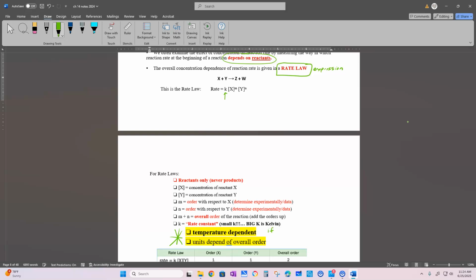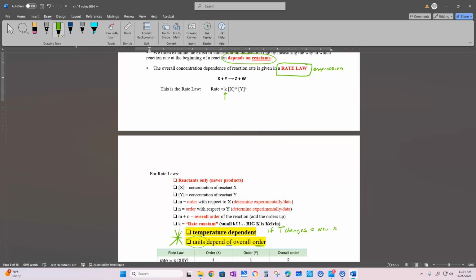If temperature changes, then you have a new K, a new rate constant. Okay, so we like to keep temperature constant when we're doing these calculations. Also, K, the units will change depending on orders, and I'll get to the part that I mean by orders. Okay, so K is very dependent on temperature and the orders.